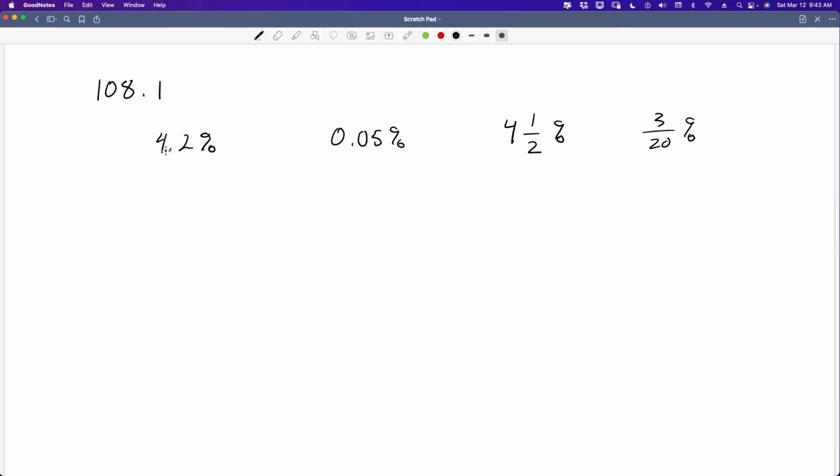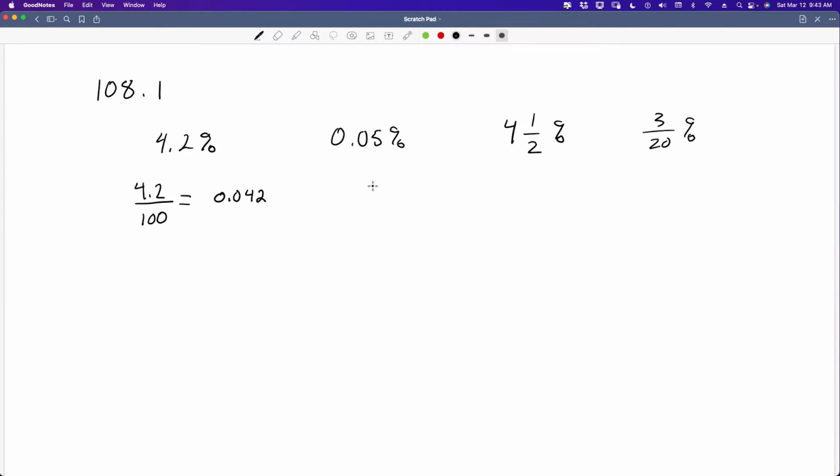So if we have a decimal, we know what we're doing is we're saying 4.2 out of 100. And when we divide that, we're just going to end up moving the decimal place 2 places to the left. So that would be 0.042 because the decimal moved 2 places from where it was. That's all you're doing to turn this into a decimal.